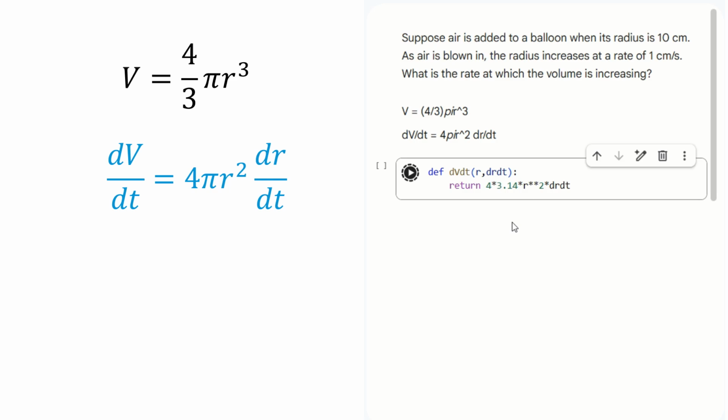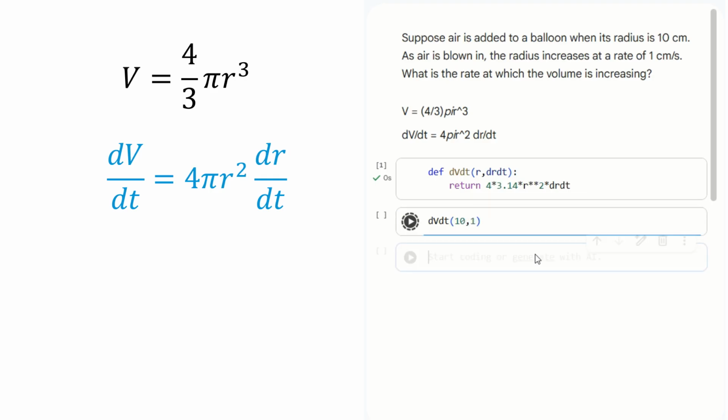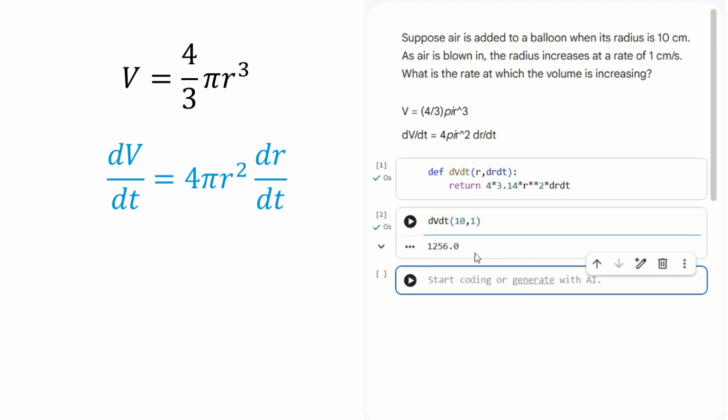Okay, so while that's running, we have a function that depends on those two factors. Those happen to be the values that I have in here. So let's just use this new function, dv dt, and then we're going to apply a value of r equals 10 and dr dt equals 1. Okay, and so now we find that our volume is changing at a rate of 1,256, and the units would be cubic centimeters per second. So 1,256 cubic centimeters per second.